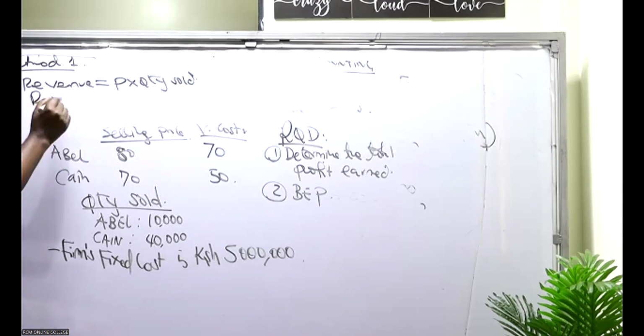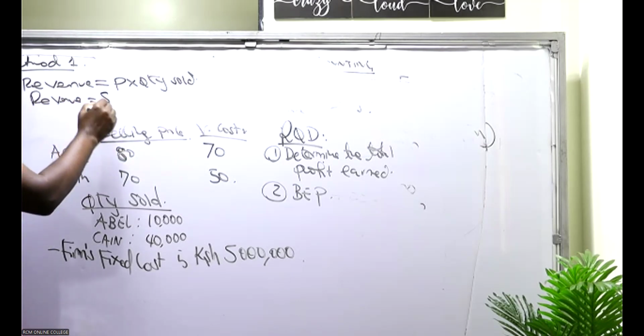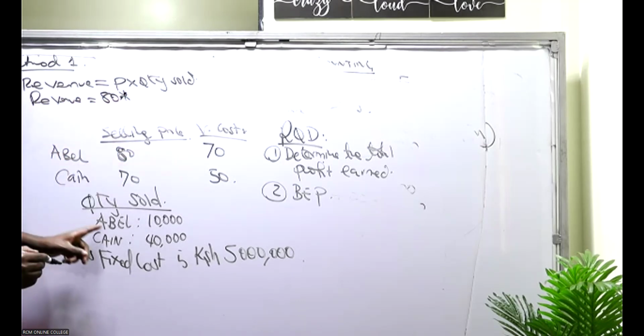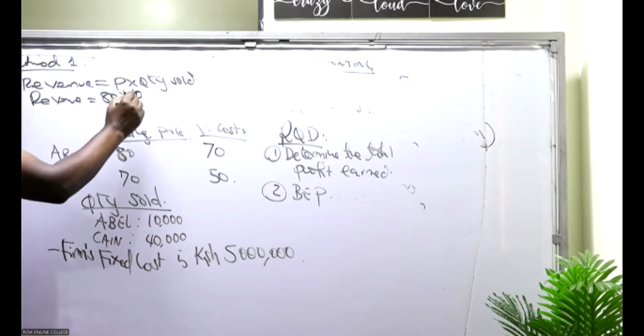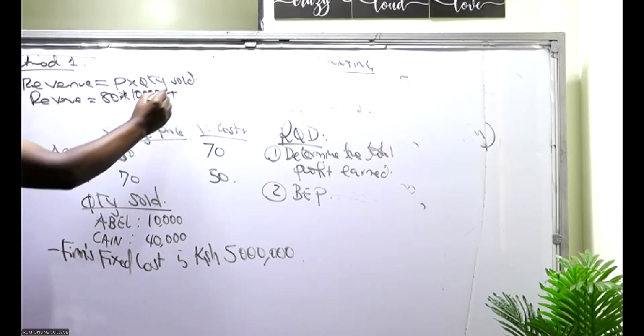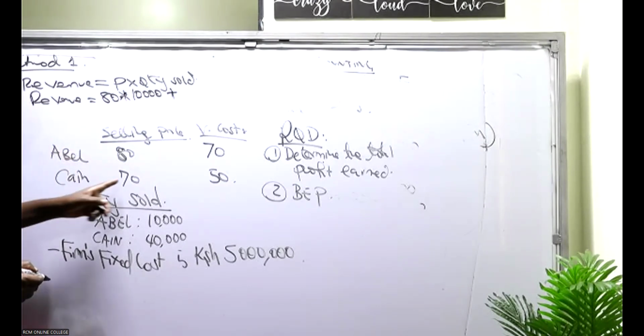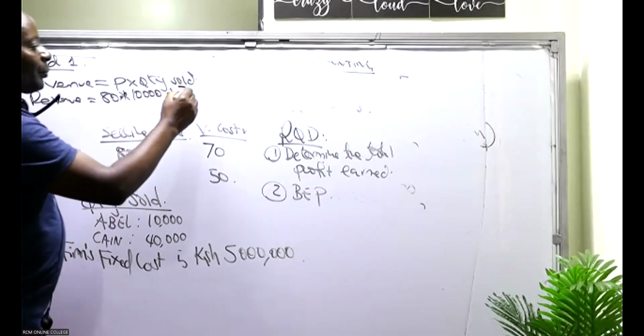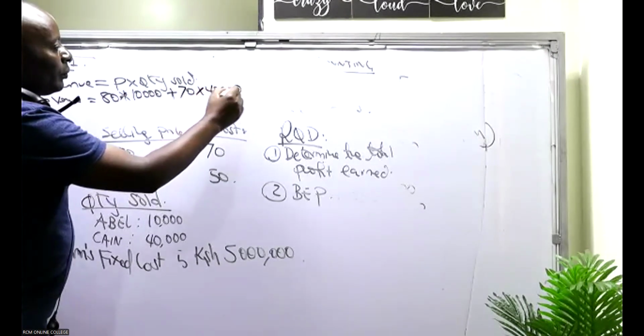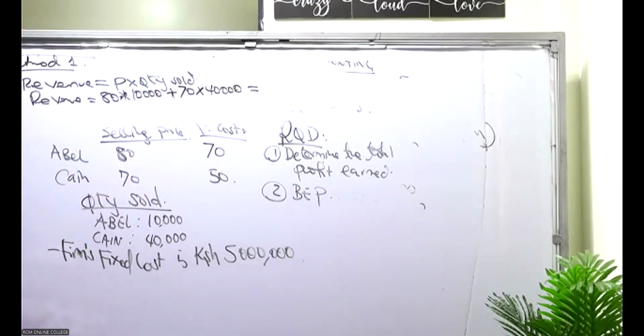So then my revenue will be revenue which I'll get from selling Abel. Abel price is 80. And of course, I'll be able to sell Abel 10,000 units. I have two products. So I have another product called Cain. So I'll get revenue from Cain, which will be 70 times 40,000. So is there somebody who is able to give me this revenue?